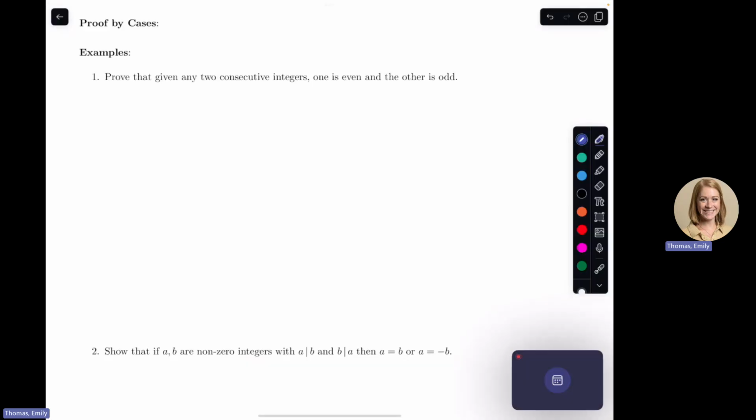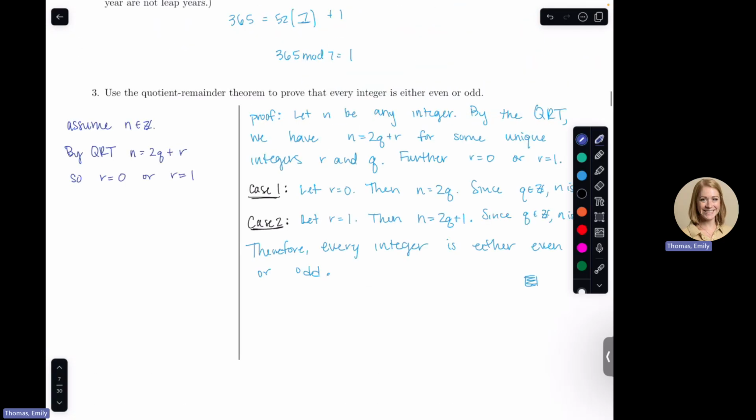Okay, so for this, we are going to walk through proof by cases, and then we're going to do two different proof methods in addition to that. So we've got three proof methods we're going to go through today: proof by cases, proof by contrapositive, and proof using contradiction. So proof by cases, we actually did one already.